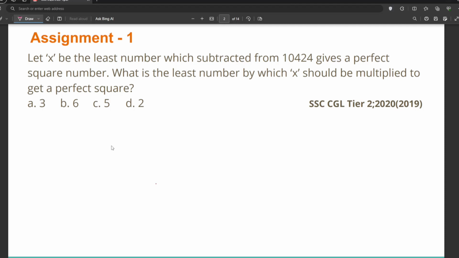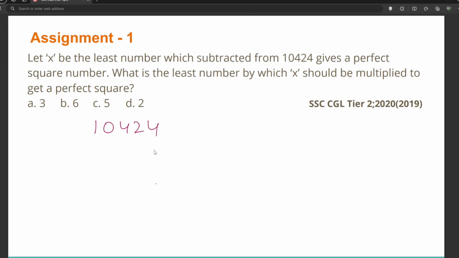Now, 10424. This is not a perfect square number. We have to subtract something from this to get a perfect square number. Here that number is 20 and we get 10404, which is the square of 102. So we have to subtract 20 from that number.